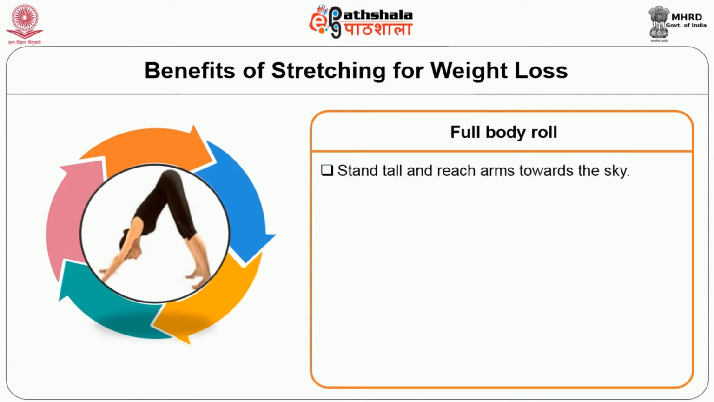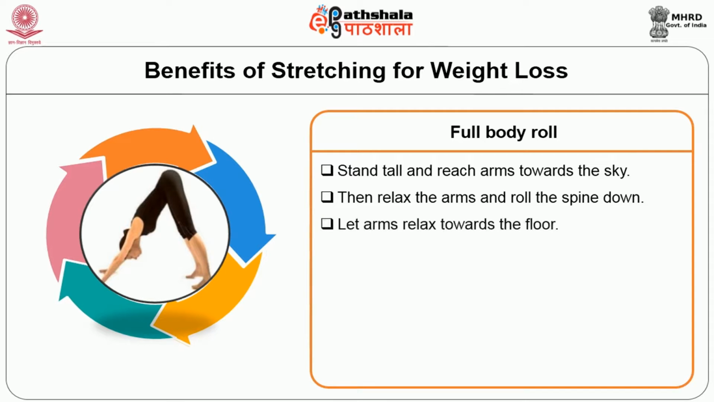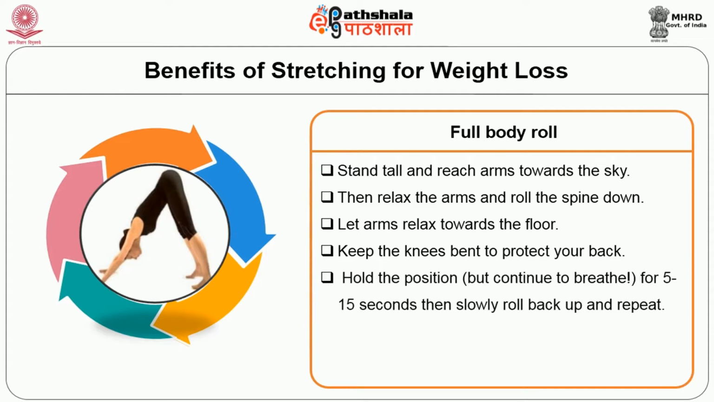Full body roll. Stand tall and reach arms towards the sky, then relax the arms and roll the spine down. Let arms relax towards the floor. Keep the knees bent to protect your back. Hold the position. Continue breathing for 5 to 15 seconds, then slowly roll back and repeat.